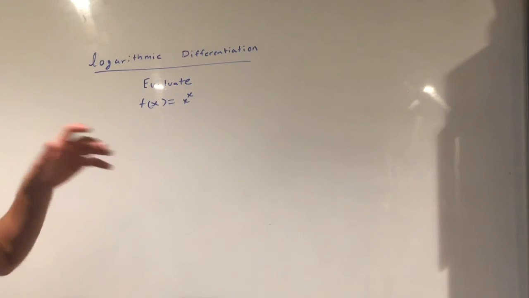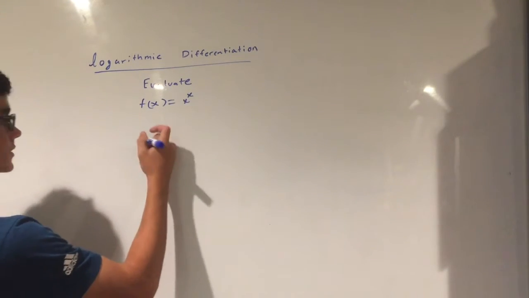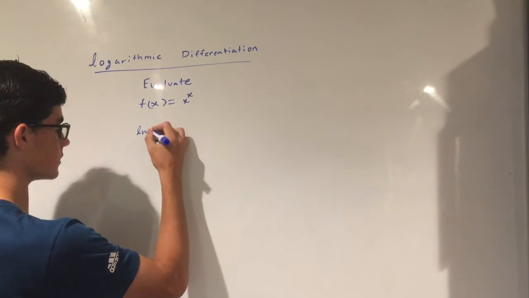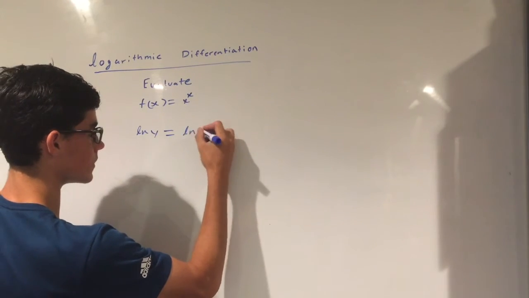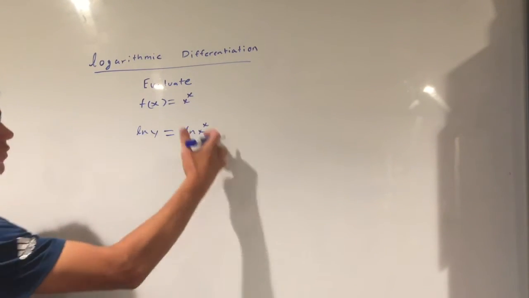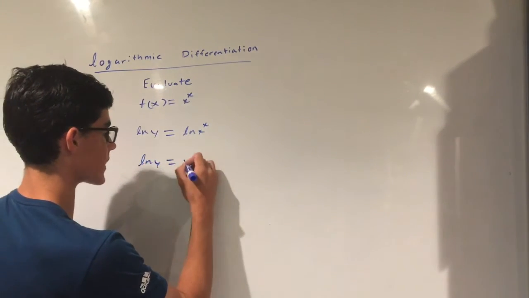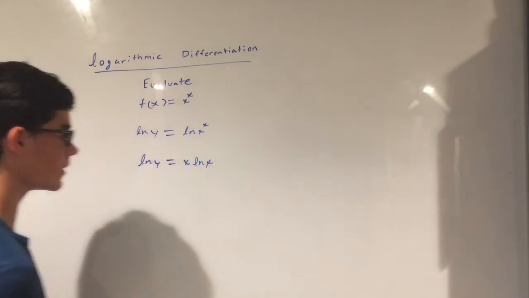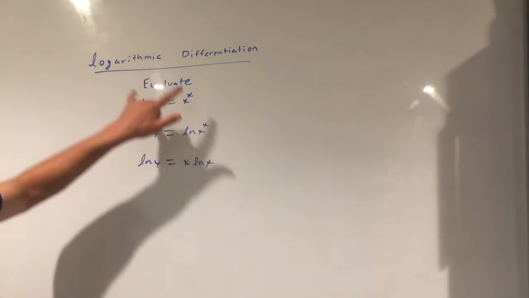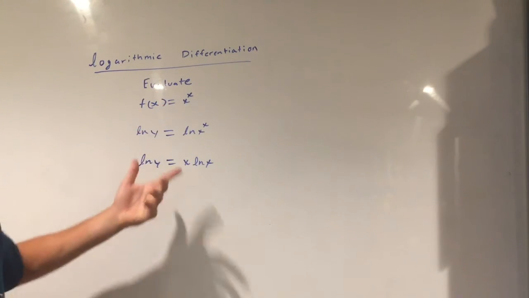And so to differentiate this, we start off once again taking the ln of both sides, ln of x to the x, and once again we can bring that x out. So ln of y is equal to x ln of x. Now when we take that derivative, we will have a product rule right here.